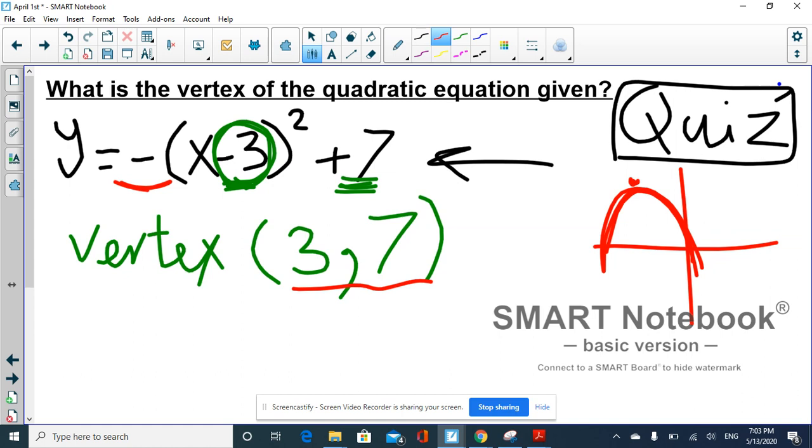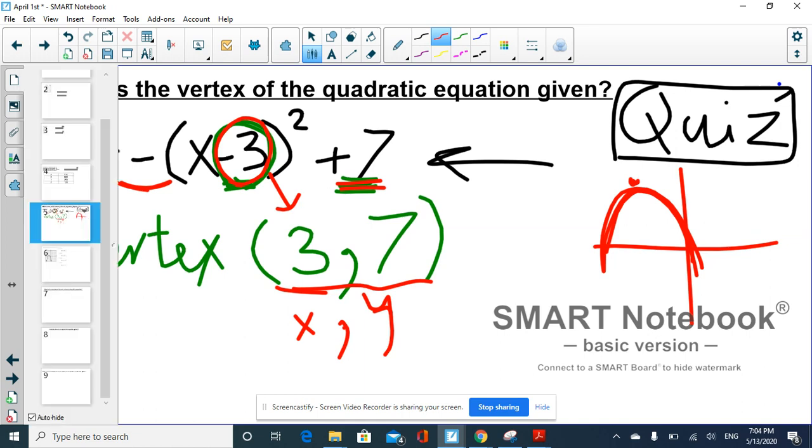How can we get this? Take the number inside the parentheses, but with a different sign. If this is negative, the x coordinate, this is x and y, you know that, will be positive. If this is positive, the x will be negative. The number outside will be the same. 7, take it 7. If it's negative, take it negative. This is the vertex. Another question.